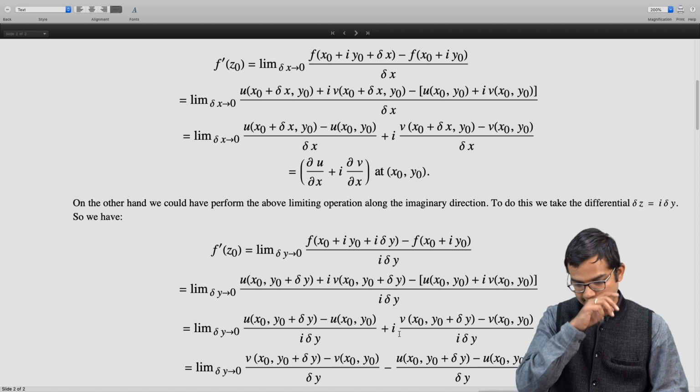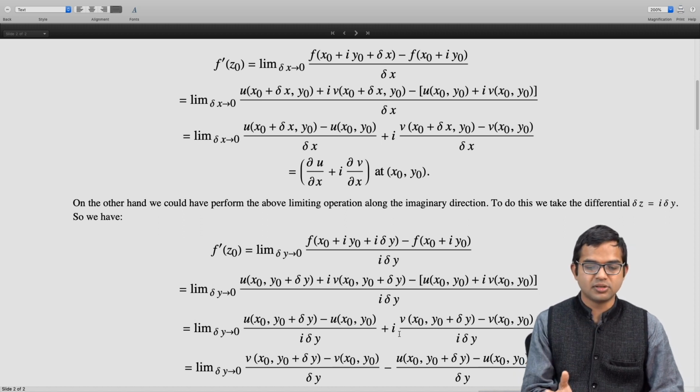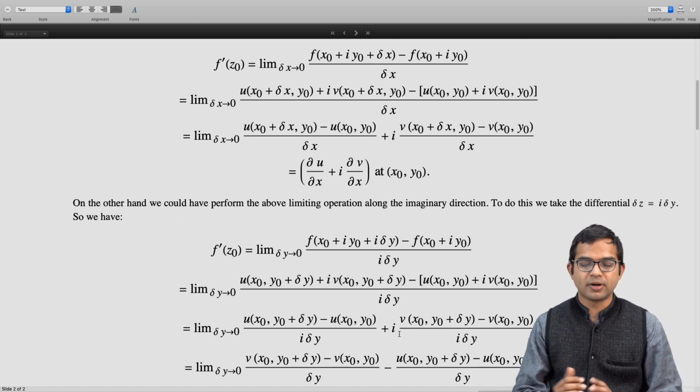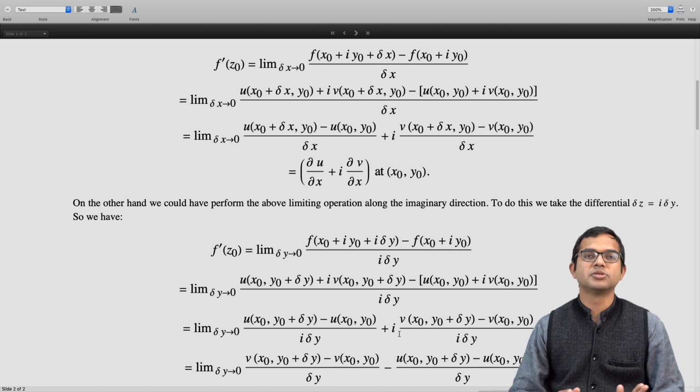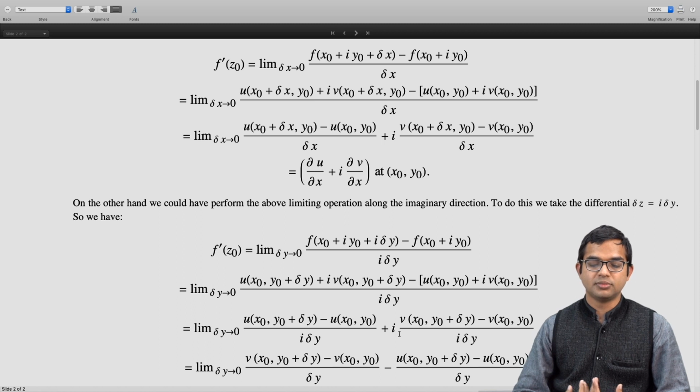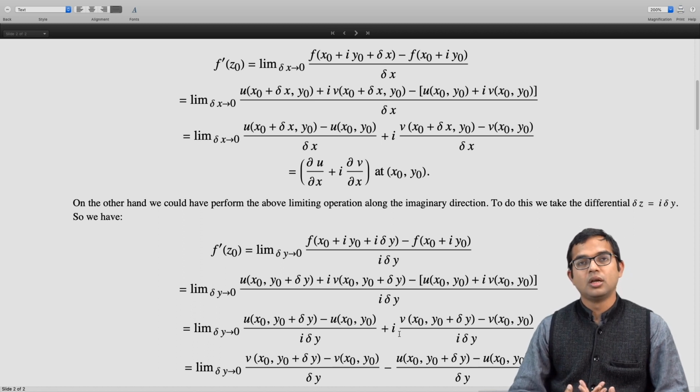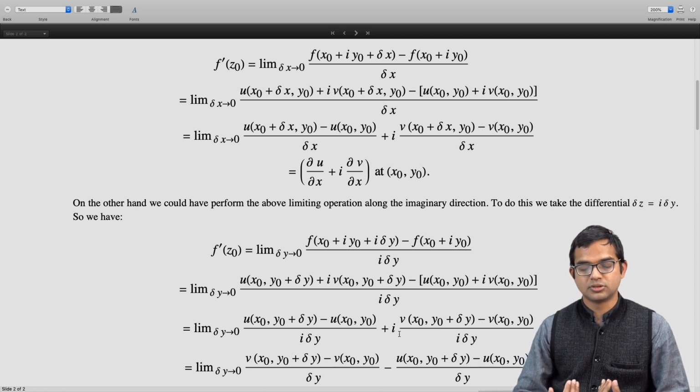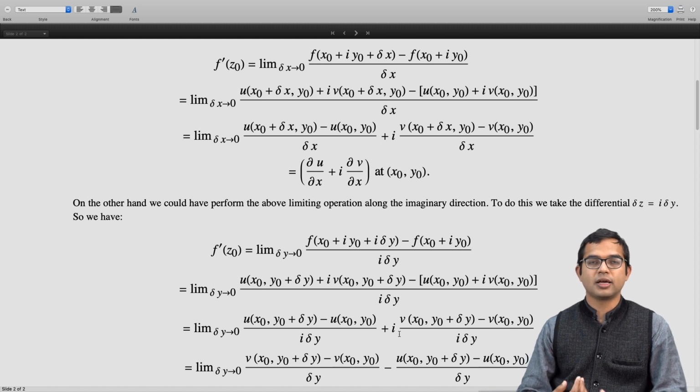So the I has cancelled, and so we see that the first term is actually nothing but a small perturbation of delta y. You're asking what happens to the function v if you change the y coordinate by a small amount. So the difference divided by delta y. So it's like a partial derivative.